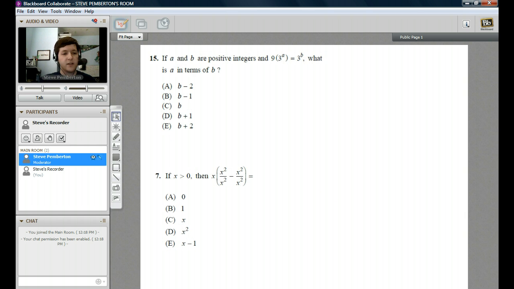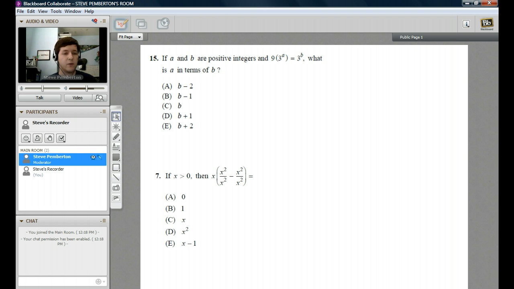Let's kind of continue to understand it. Let's go to a couple others. Again, the giveaway is when there's variables in an answer choice. So number 15, we see variables in the answer choice. That's probably a decent sign it's going to be a plugging in question if we want it to be. So let's go ahead and read it. If a and b are positive integers and 9 times 3 to the a equals 3 to the b, what is a in terms of b?